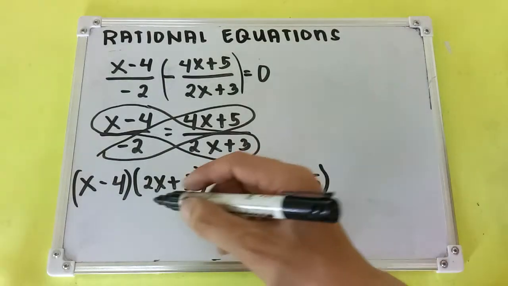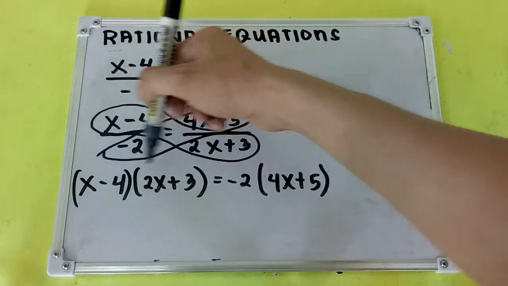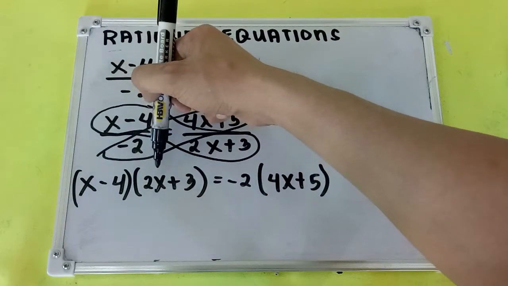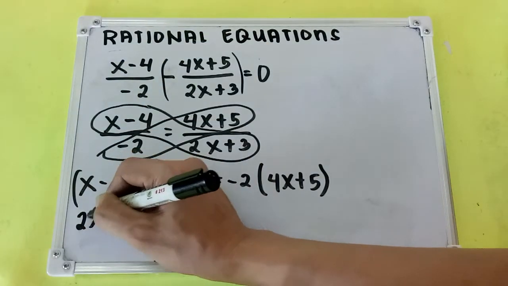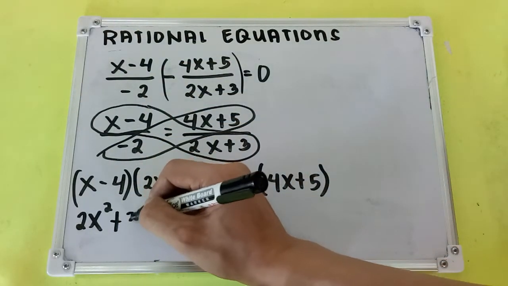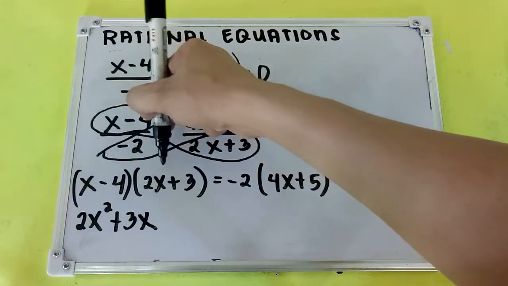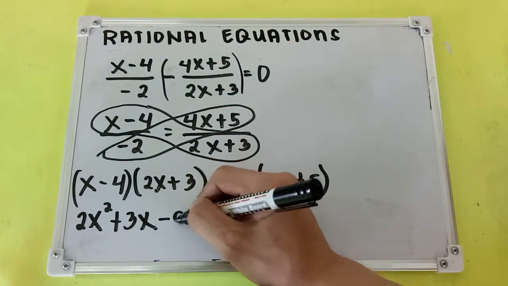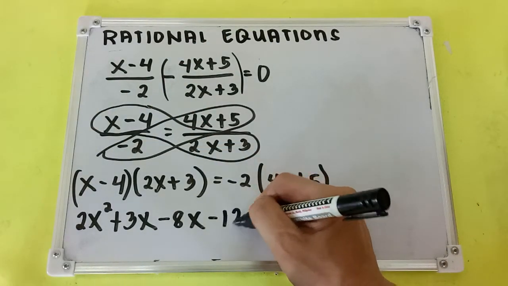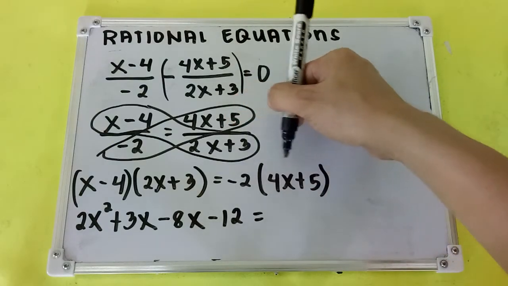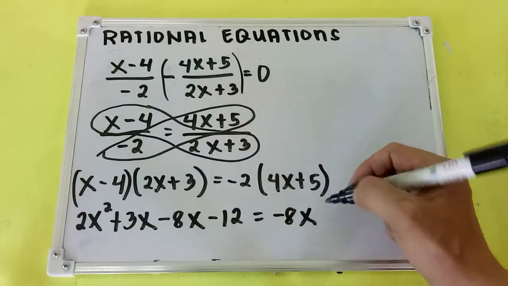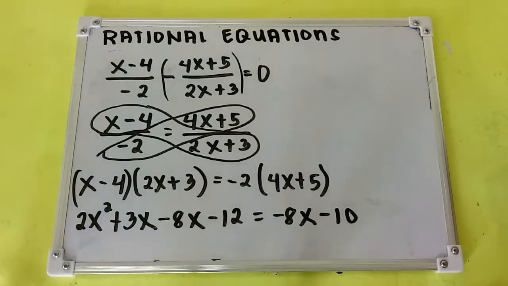Perform the operation. So dito, product of two binomials ang hinahanap. So i-distribute natin siya, or FOIL method. X multiply by 2x, 2x square. X multiply by positive 3, 3x. Negative 4 multiply by 2x, negative 8x. Negative 4 multiply by 3, negative 12. Negative 2 multiply by 4x, negative 8x. Negative 2 multiply by 5, negative 10.